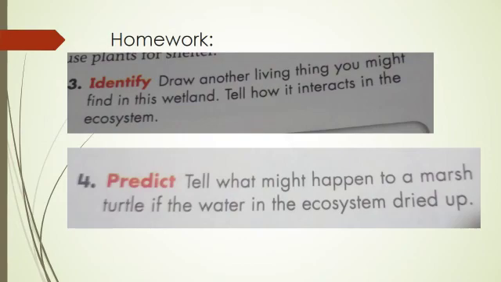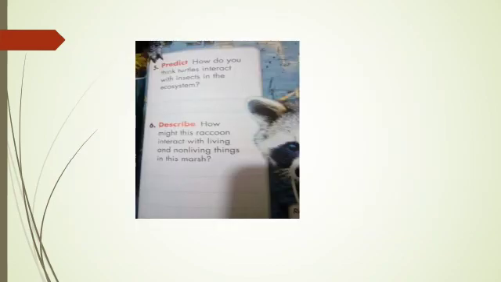Question number 4. Tell what might happen to a marsh turtle if the water in the ecosystem dried up. If there is no longer water in this ecosystem, what will happen to the marsh turtle? Question number 5. How do you think turtles interact with insects in the ecosystem? Question number 6. How might this raccoon interact with living and non-living things in this marsh?